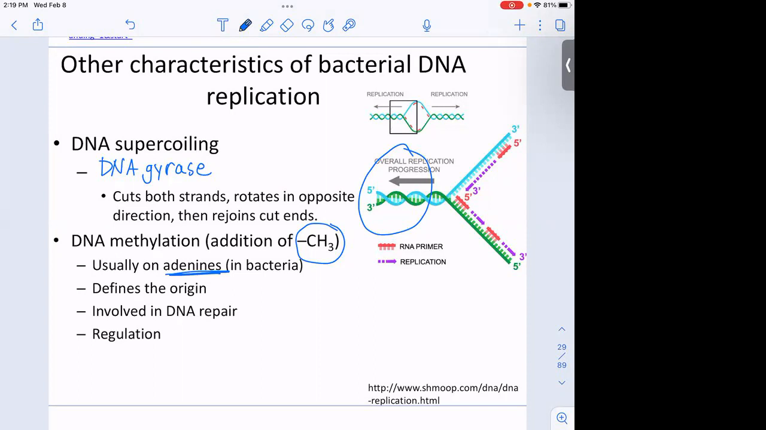So methylation is important there. We think it might help define the origin. So in addition to lots of maybe A's and T's, there's some methylation there. And in terms of regulation, it may make a difference as to whether that DNA gets transcribed or not, how highly it's methylated. So there's many different regulation mechanisms that happen. This just is one of them. Okay, so questions about replication.